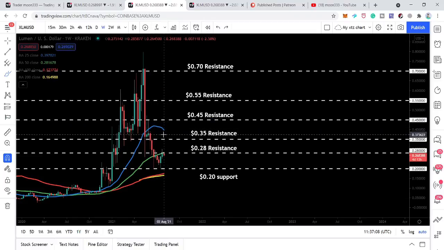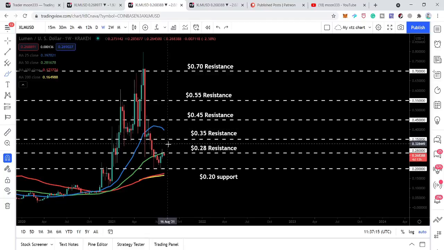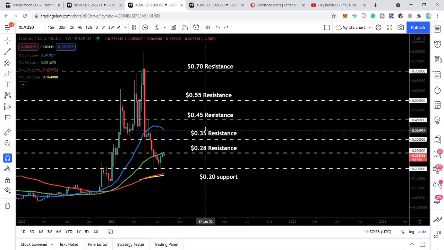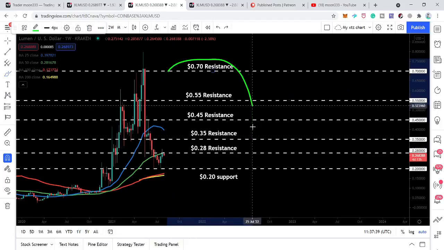And this 25 simple moving average on the weekly time frame will also be a very strong resistance, because it is moving towards the downside. It is possible that before 35 cents maybe it will move down, because this is a small time frame moving average. It can move to the downside very fast, and before 35 cents, or exactly when the price action reaches 35 cents, it will be there, or before this it will work as a resistance.